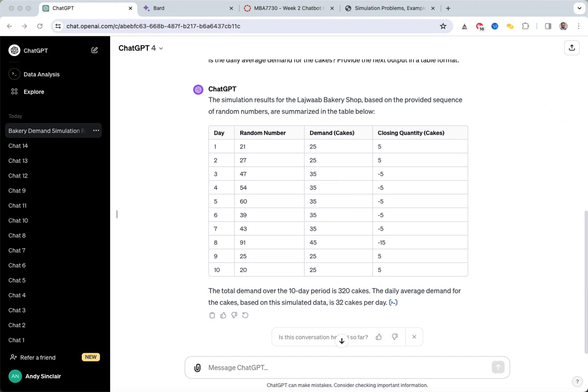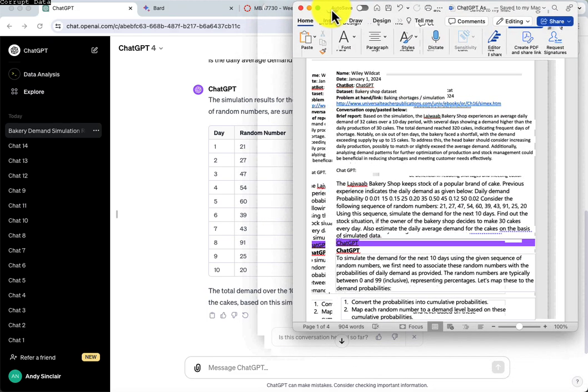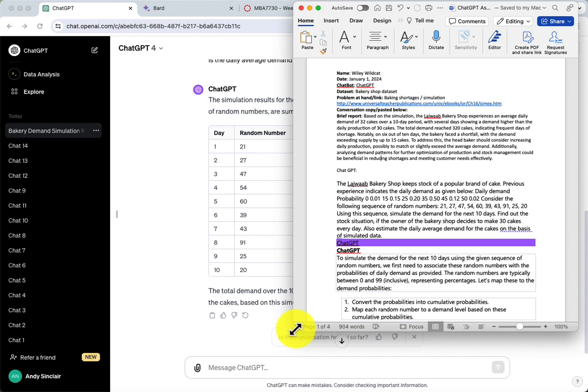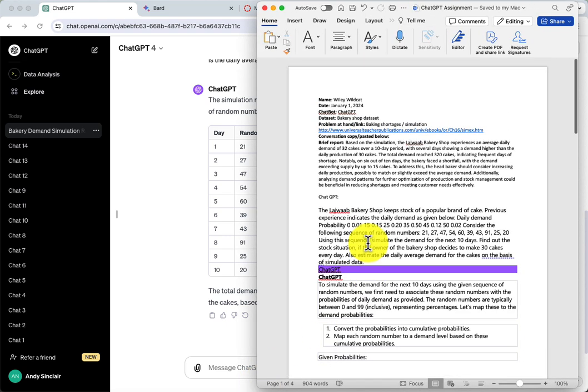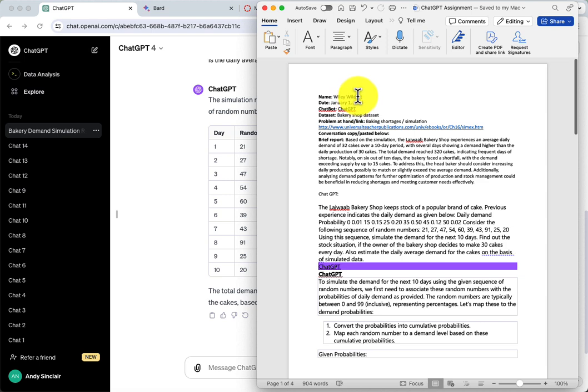Now, further, what you'll need to submit for your homework assignment is you'll need to make sure that you have your name, the date, which chatbot you utilized, the data set or the problem that you're trying to identify, and what the problem at hand was. So in our instance, in the example that's provided in Canvas, you're looking at baking shortages. So how many cakes does it take for a bakery to go through in any particular day?